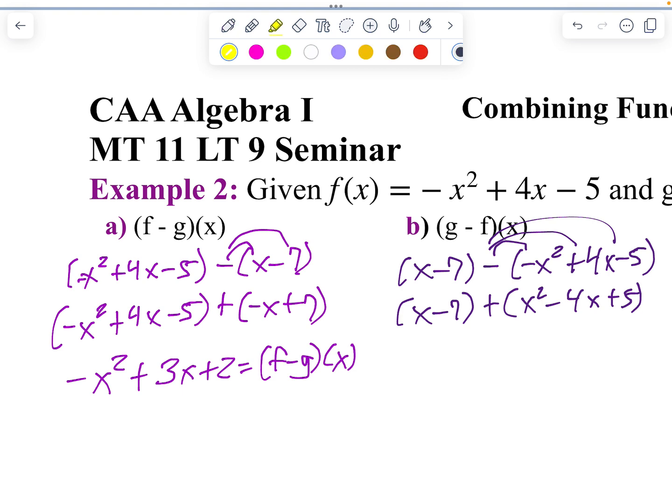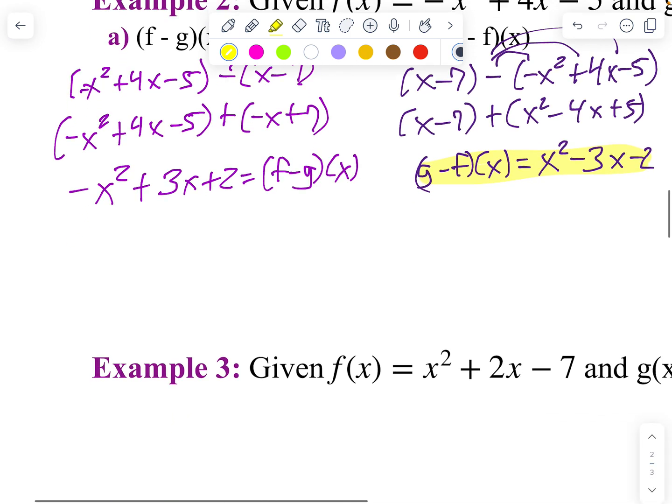I'd like to write it in standard form. I think what I'll do is I'll write equals. So x squared, 1 minus 4 is negative 3x. Negative 7 plus 5 is negative 2. And there's g minus f of x. Notice they're different, aren't they? In fact, they're opposites. Should make sense because we get an opposite answer.